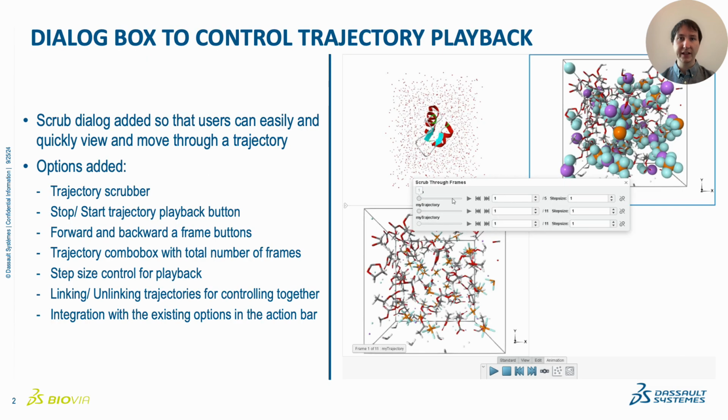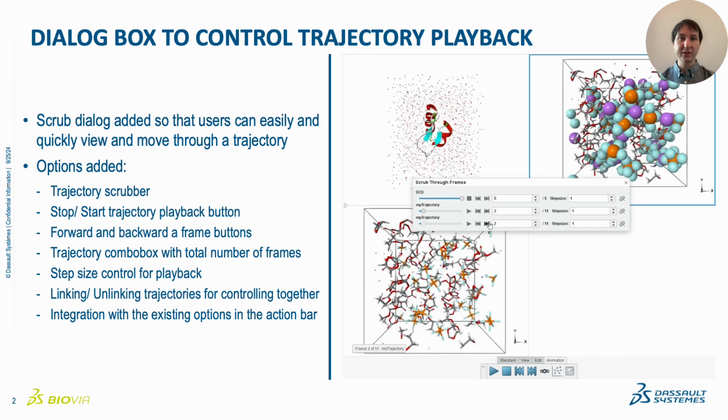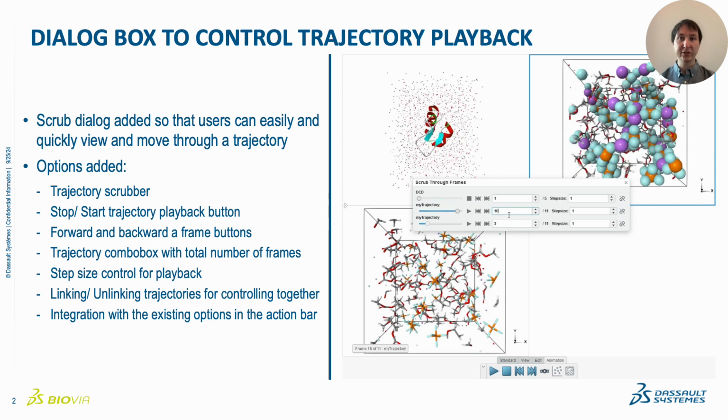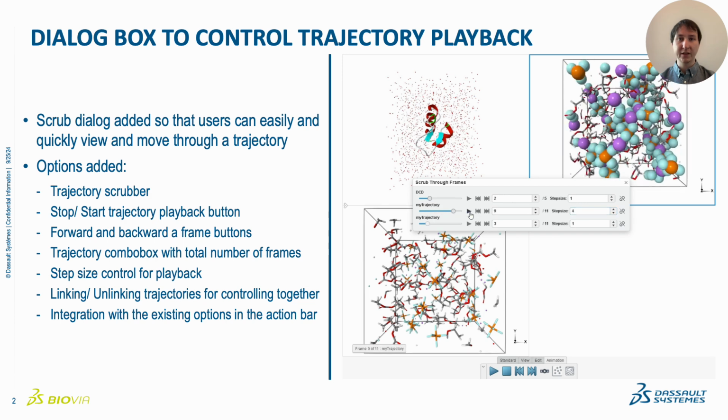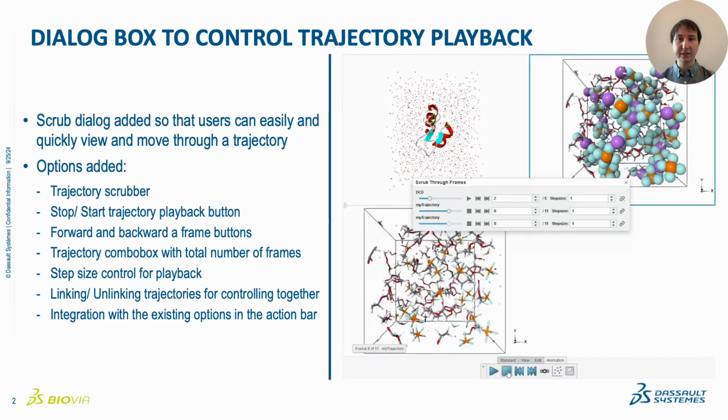The first features I implemented expanded the controls users have for controlling trajectory playbacks. I added a new dialog with several options. The options include allowing a user to scrub through a trajectory, stop and start a trajectory playback, going forward and backward a single frame, the option to specify a specific frame to jump to through a combo box, and a step size control for playbacks.